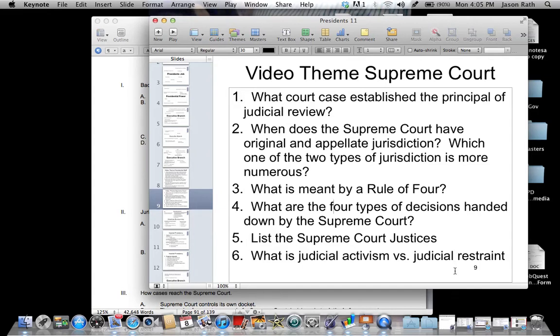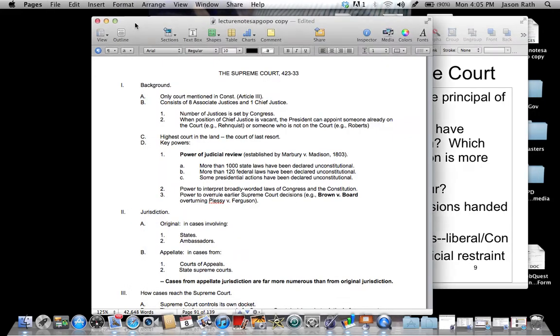List the Supreme Court justices. And what is judicial activism? And I'm going to put here liberal/conservative. Tell me, are they liberal or conservative? And I'll give you that list. Okay? Alrighty, here we go.